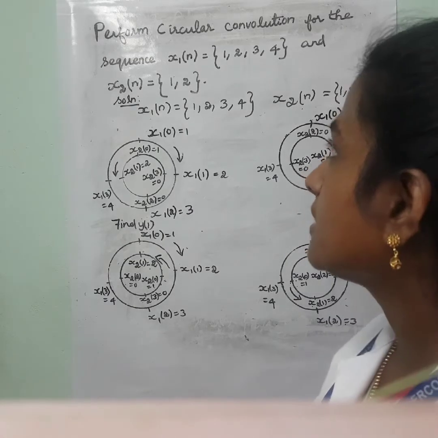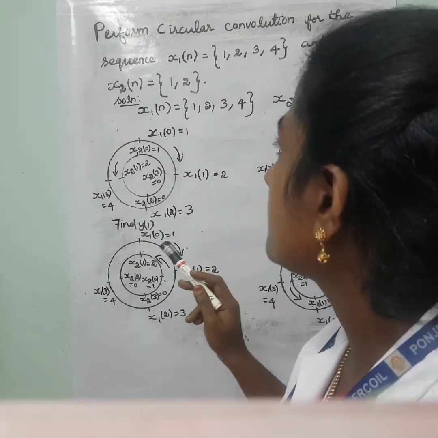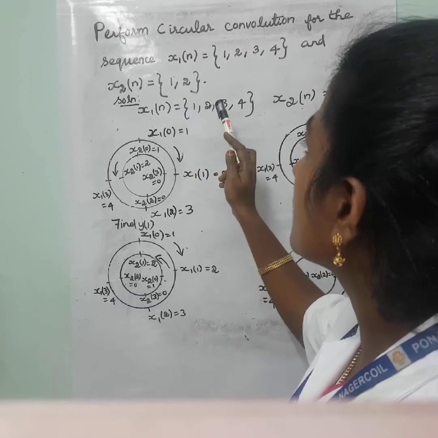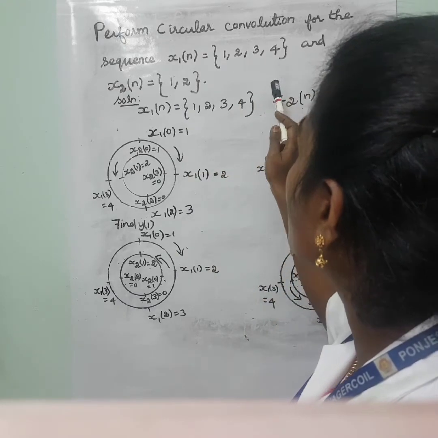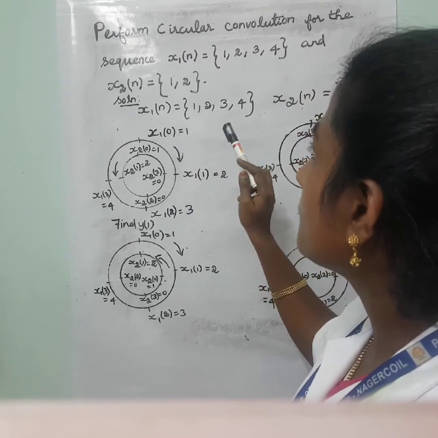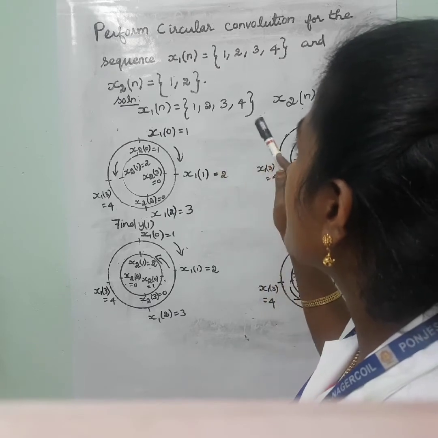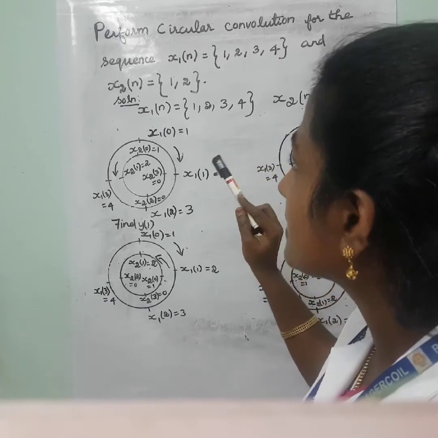Today I am going to teach about circular convolution. Perform circular convolution for the sequence x1 of n is equal to 1, 2, 3, 4 and x2 of n is equal to 1, 2. In order to perform circular convolution, the length of the sequence of x1 of n should be equal to the length of the sequence x2 of n.